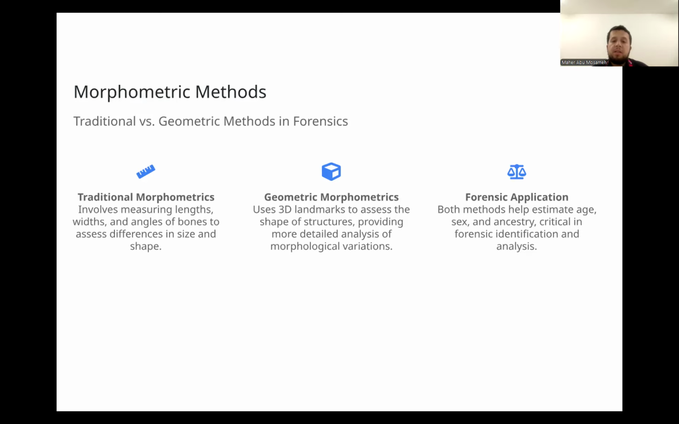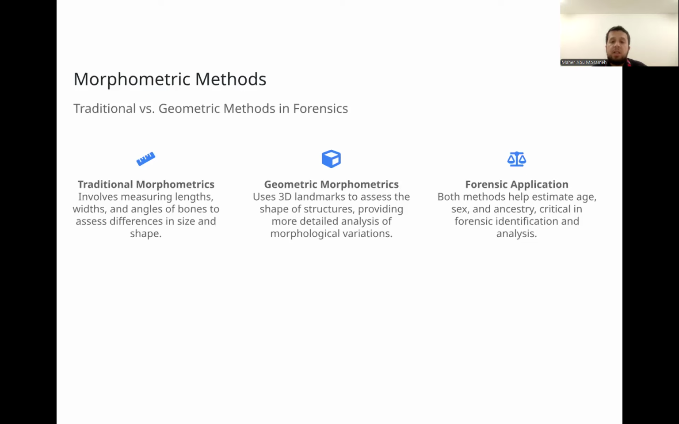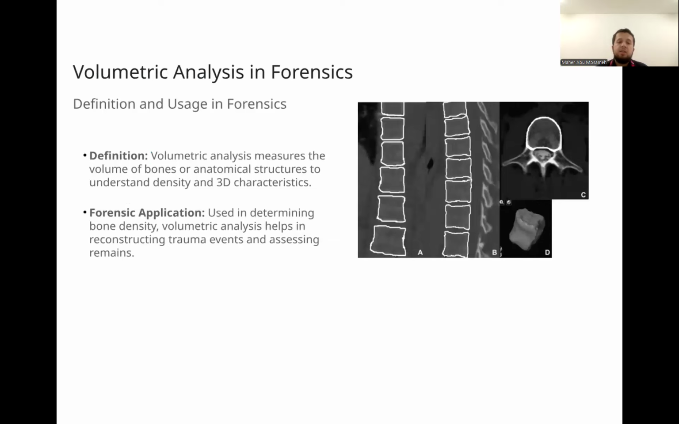For example, a study by Karaman conducted a CT-based 3D morphometric analysis of the L1 vertebra in the Turkish population, and it revealed that males have more variation than females. Both of these morphometric methods help to estimate age, sex, and ancestry, and are critical in forensic identification and analysis.